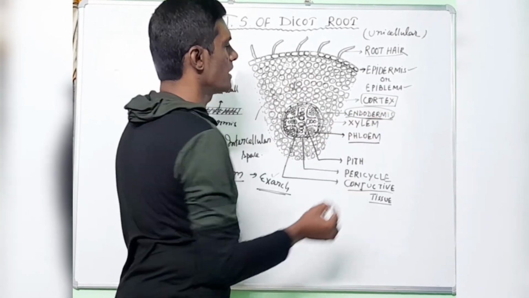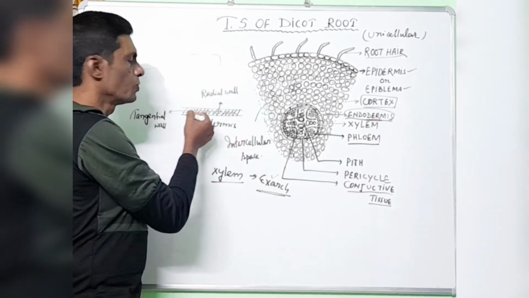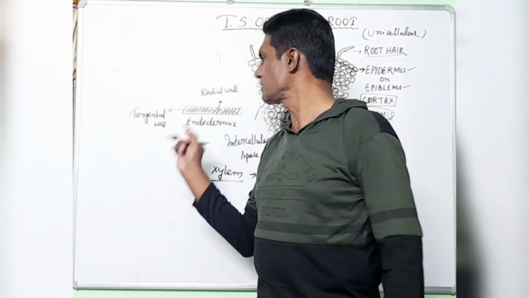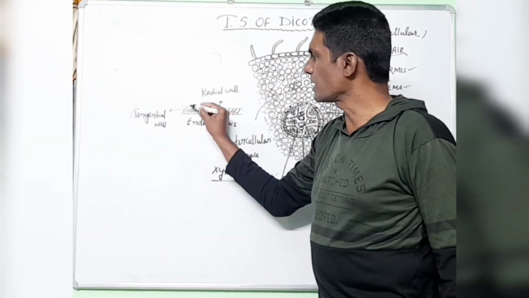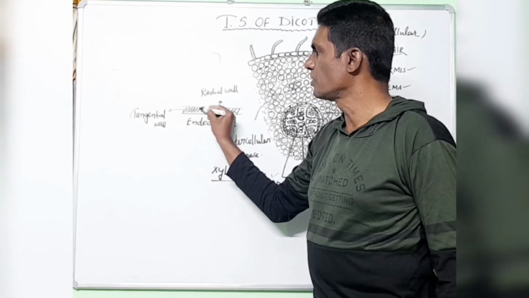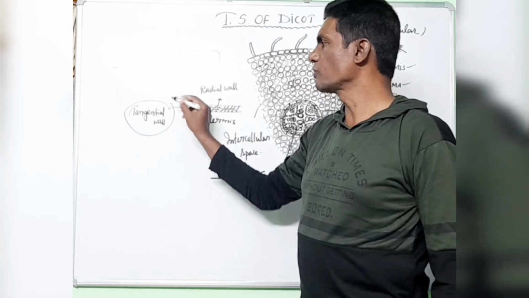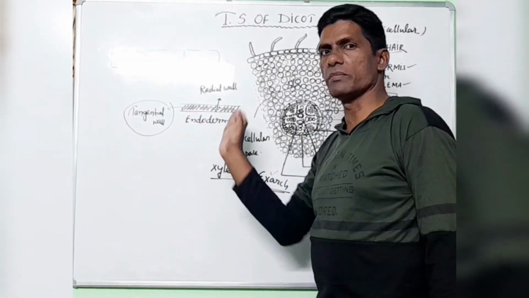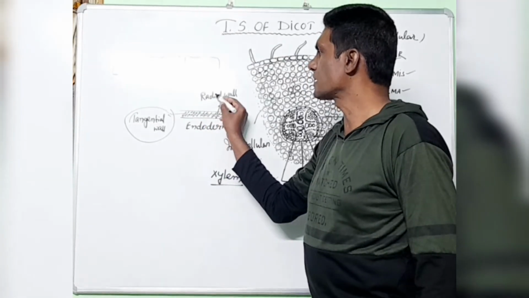Now we can say the endodermis of dicot root consists of two types of walls. See here, the endodermis consists of two types of wall. This type of wall we call tangential wall. One group of tangential walls is there in an oblique manner, and another group of walls forms the radial walls.